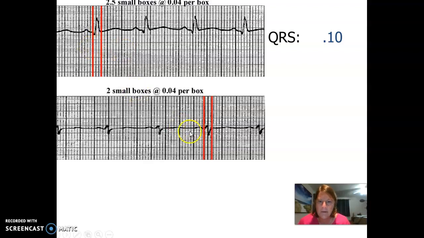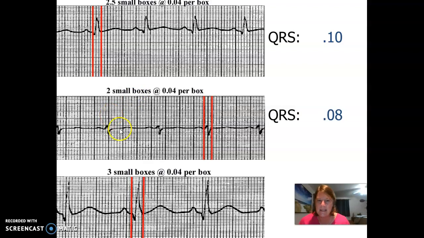This example here, for my QRS, it goes up for the R, comes down for the S. You can see where it notches or changes directions. It looks like I'm just a hair over 2 boxes. They called it 2 boxes. So 2 boxes at 0.04 seconds per box, again, that would be 0.08.